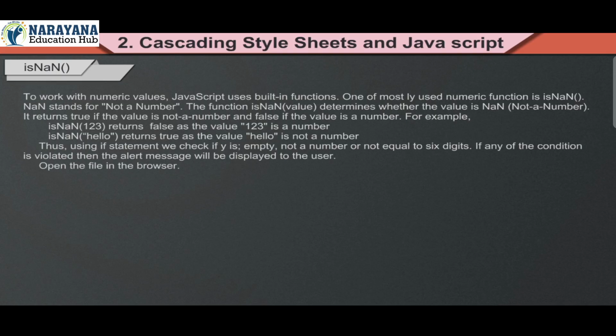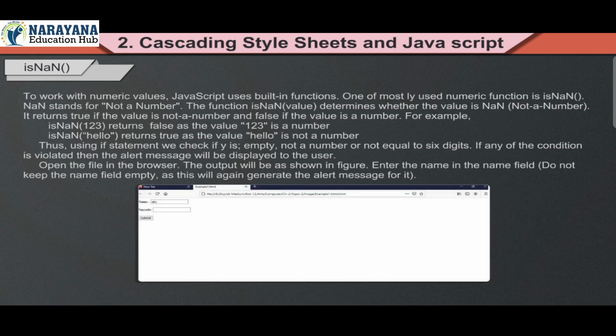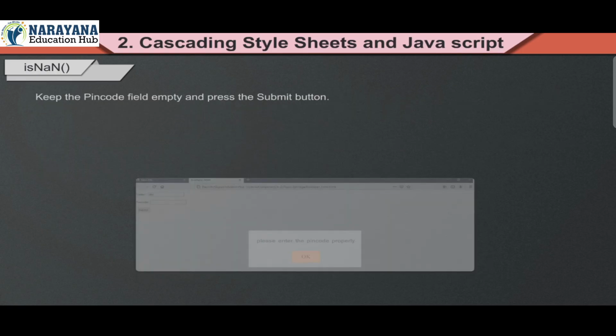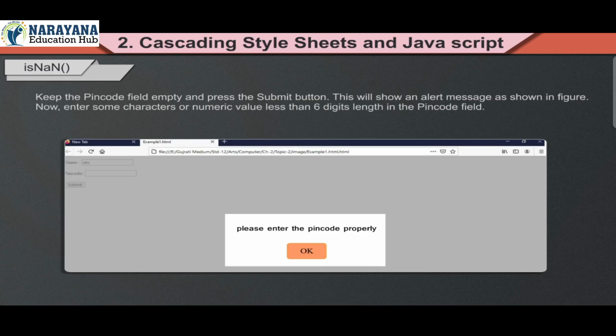Open the file in the browser. The output will be as shown in this figure. Enter the name in the name field. That is, do not keep the name field empty, as this will again generate the alert message for it. Keep the pin code field empty and press the submit button. This will show an alert message as shown in this figure.